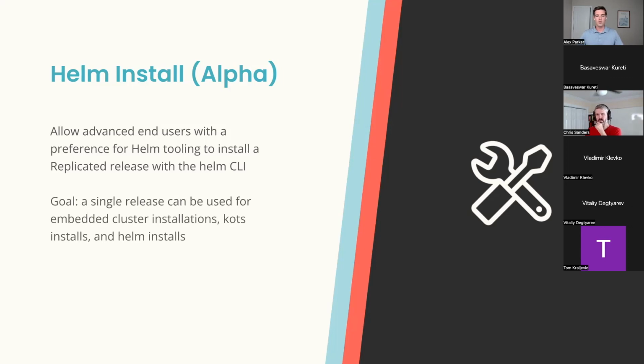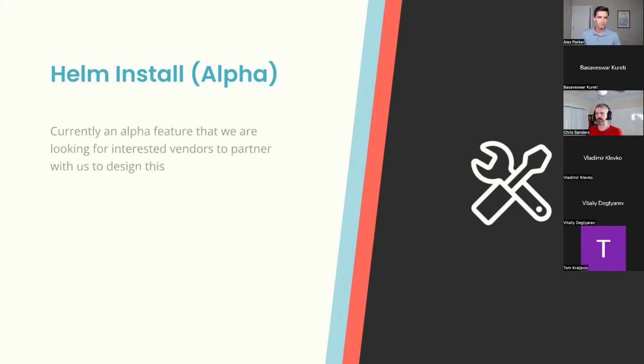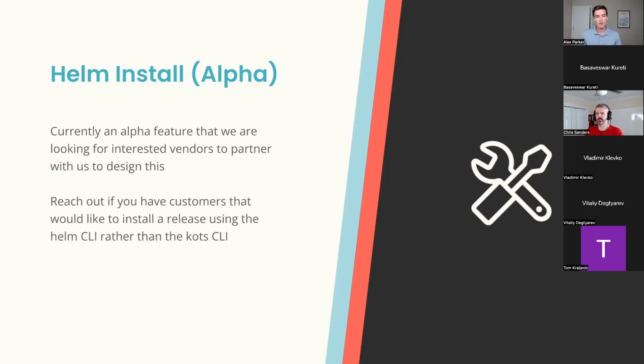And our goal is that you can create a single release that can be used for any of our 3 installation methods here, and it works for all of them. And we're also giving you the ability to still package the admin console as a subchart so that even though the customer is using Helm to manage the lifecycle of the application, you can still get some value out of the admin console. This is an alpha feature currently, and we're looking for interested vendors who want to partner with us to design it. So if you have customers that want to install just using Helm directly, then please get in touch because I'd love to talk with you about that. We're working with some customers now and would love even more feedback on this.